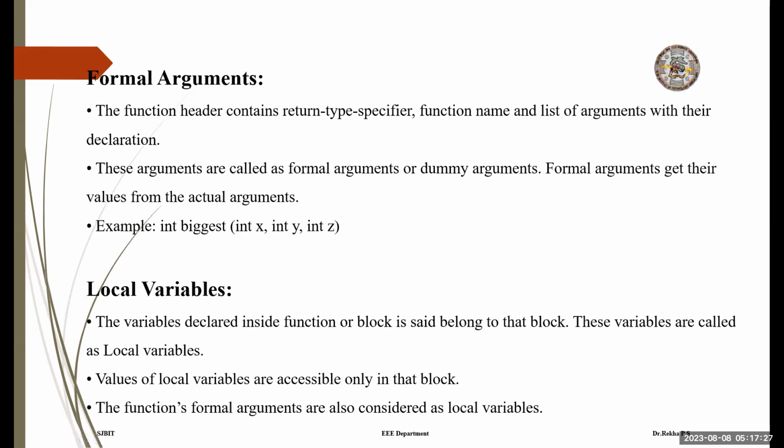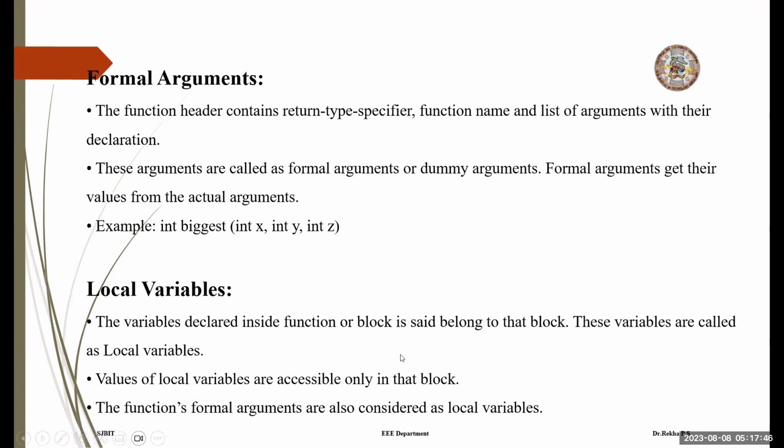Formal arguments: the function header contains the return type specifier, function name, and list of arguments with their declaration. So these arguments are called formal arguments or dummy arguments. So formal arguments get their values from the actual arguments.